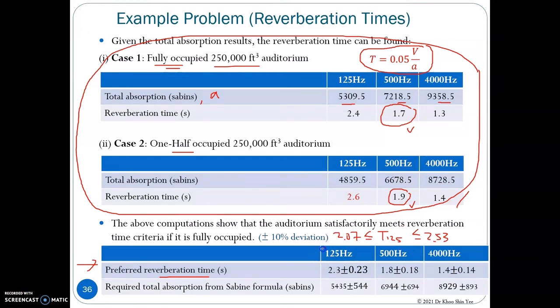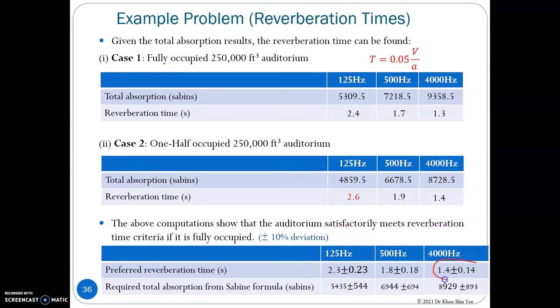We continue to check the sound condition at 125 Hz here, where the recommended reverberation time is equal to 2.3 plus minus 10%. So with that, we obtain this range. 2.4 is within the range. Therefore, the listening condition when it is fully occupied is good. However, 2.6 is slightly greater than the recommended value. Too high reverberation time will cause the listening to be not clear. So in this case, we should try to reduce the reverberation time within the recommended range. This can be done by increasing the absorption.